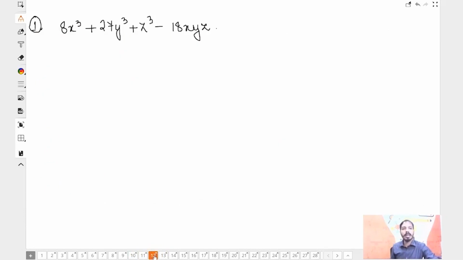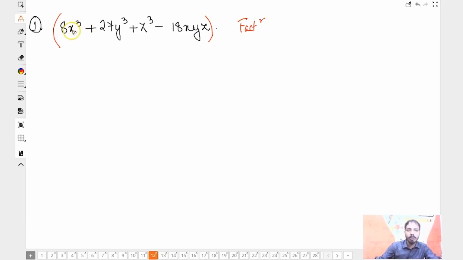For example, let's say what type of problems may come. Now they may give this and ask you, please factorize this. And why do they want to factorize? So that they can find out the zeros of this particular polynomial. So they will ask you to factorize this. How do you factorize this?